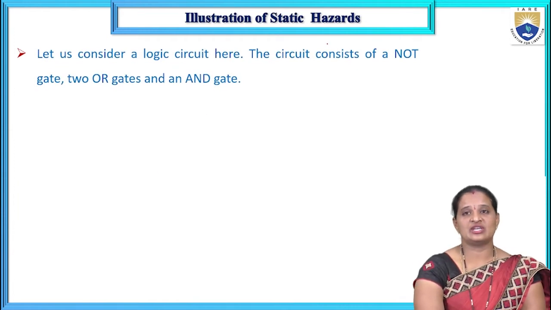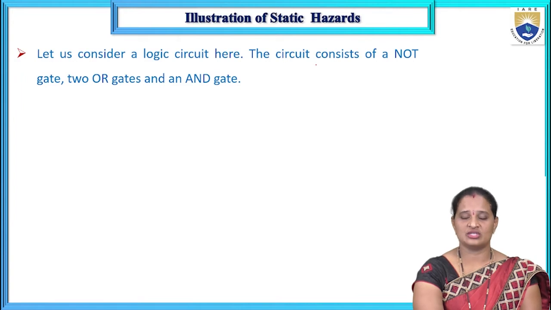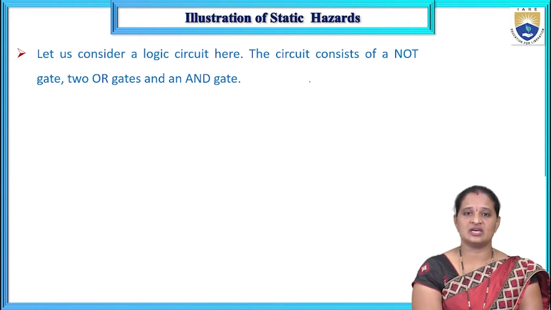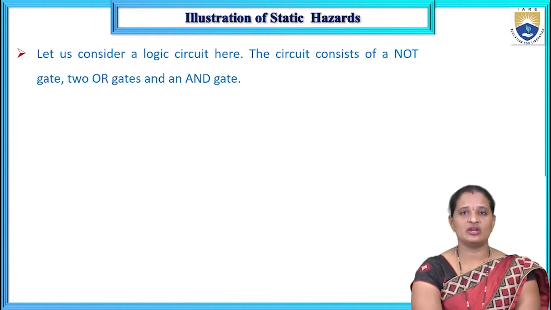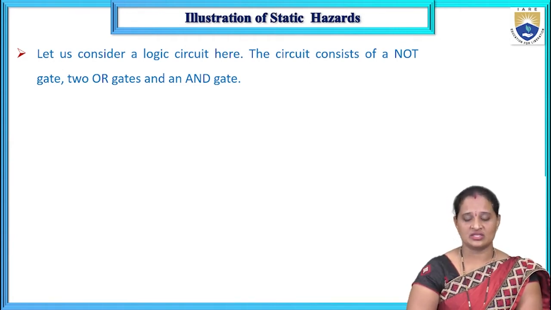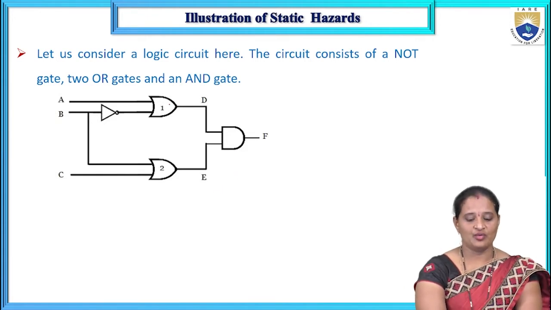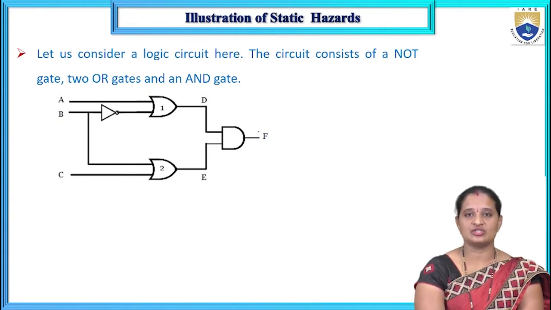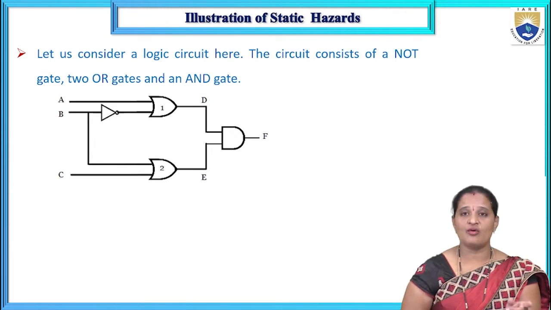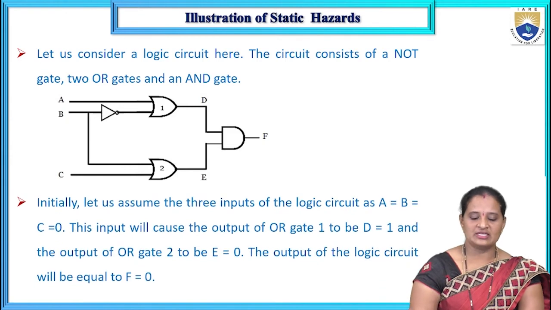Now coming to the illustration of static hazard: how to find out the hazards in a logic circuit, how to find whether there is a hazard or not. So that is the illustration of static hazard. In order to explain this, I just want to consider a logic circuit. So this is a logic circuit where we have one inverter, 2 OR gates and 1 AND gate. So let us consider this logic circuit in order to explain how to detect whether there is a hazard or not. So now let us see.